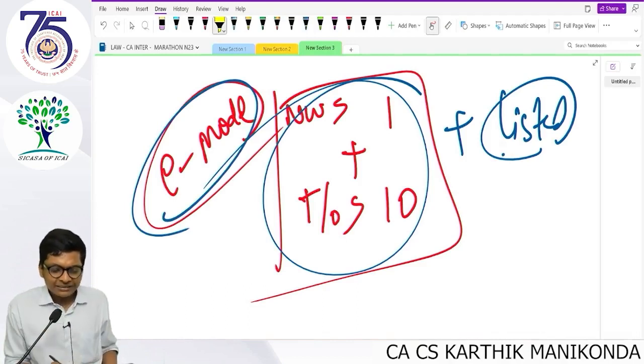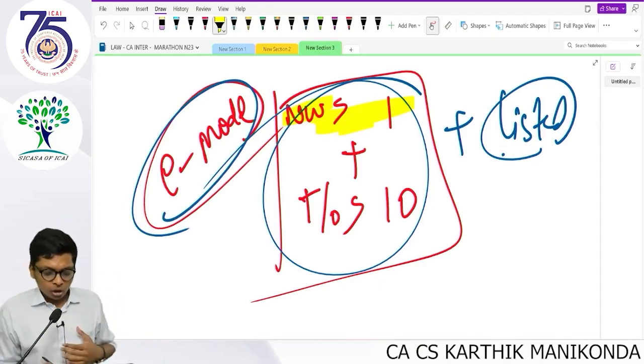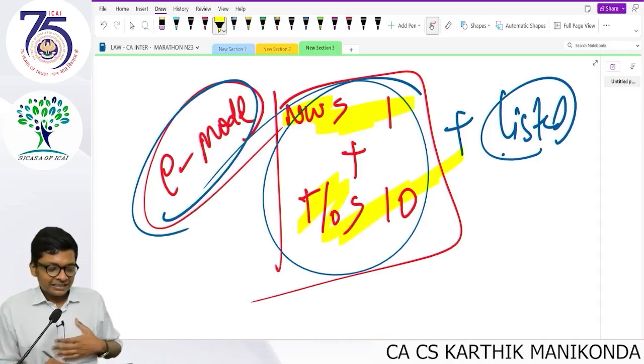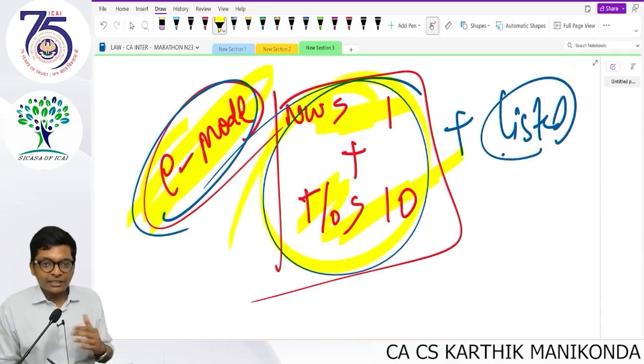Other companies, if the net worth is more than 1 crore and turnover is more than the limit, they have to send in e-mode. Sir, I am a private company. Can I send in e-mode? Yes. This is mandatory for listed companies, and a public company following this should send in e-mode.